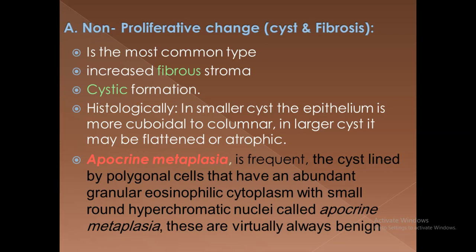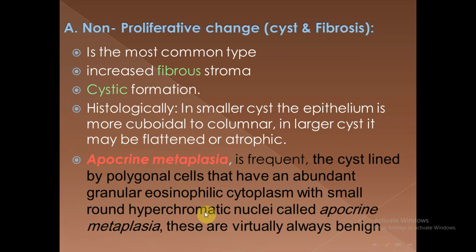And also presence of apocrine metaplasia. Apocrine metaplasia is important for diagnosis of a benign breast lesion. In this metaplasia, we can see the presence of multiple cystic structures lined by polygonal cells, and the cytoplasm of these cells is granular eosinophilic, and the nucleus is round and hyperchromatic.